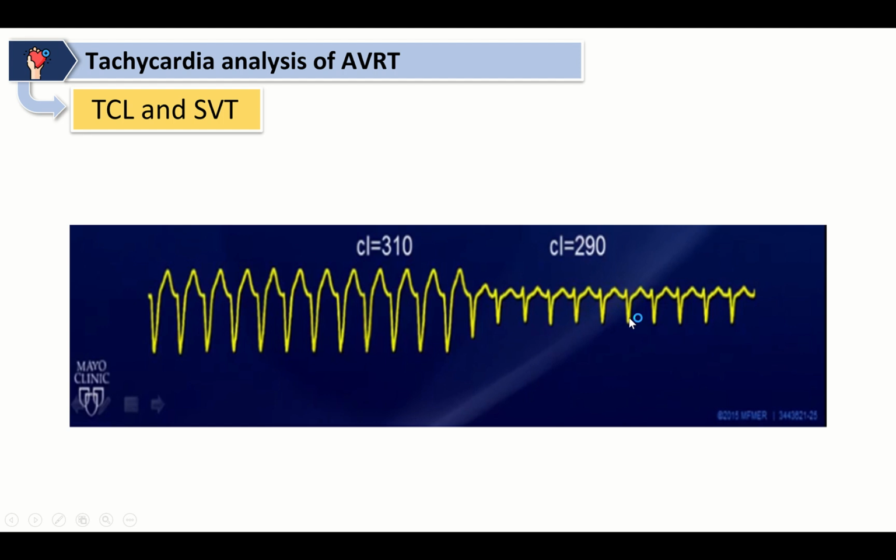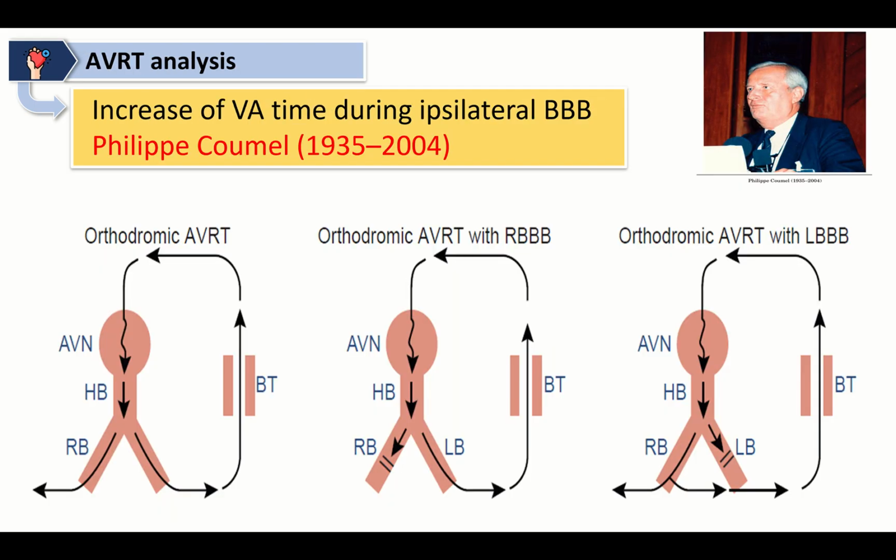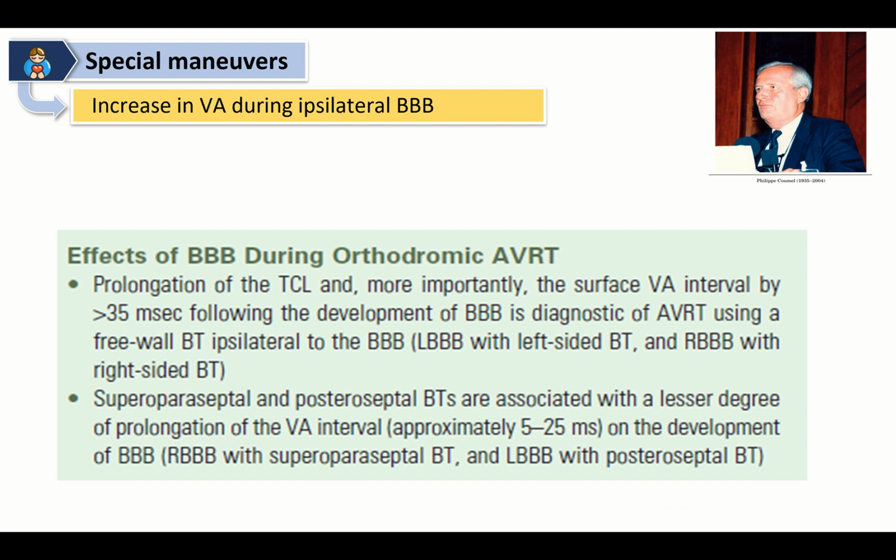And this is the example of narrow-complex tachycardia, AVRT, cycle length 290 on the right side. On the left side, the patient with accessory pathway developed the typical left bundle branch block. That's why cycle length dramatically increased and the VA interval increased 30 milliseconds or more, confirming lateral accessory pathway, not septal.